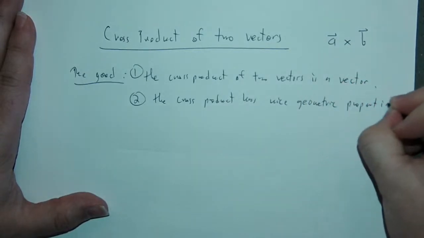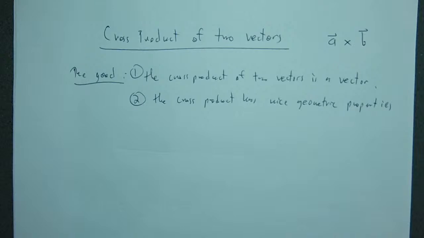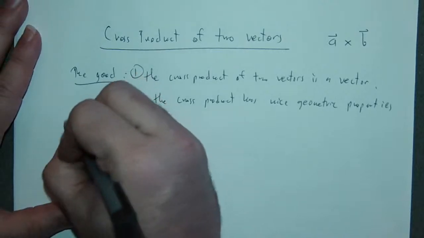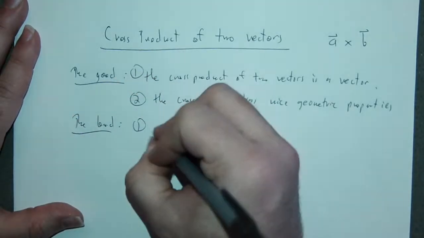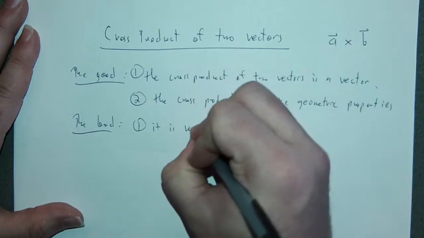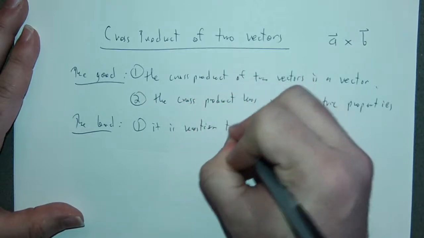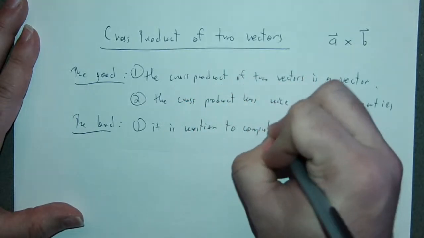Of course the dot product had really, really nice geometric properties, which is why it was studied as a product. The cross product, similarly, is a fine notion of a product because it has nice geometric properties. The bad is that it is nastier to compute than the dot product.